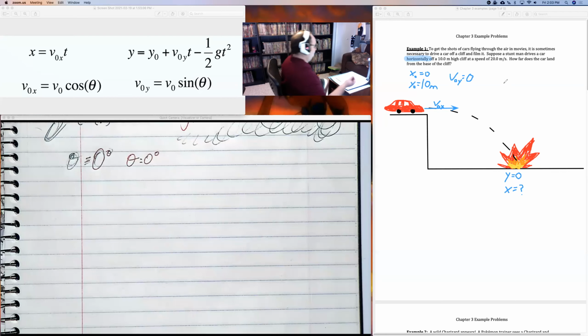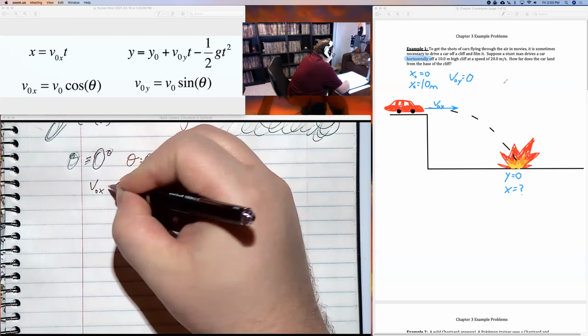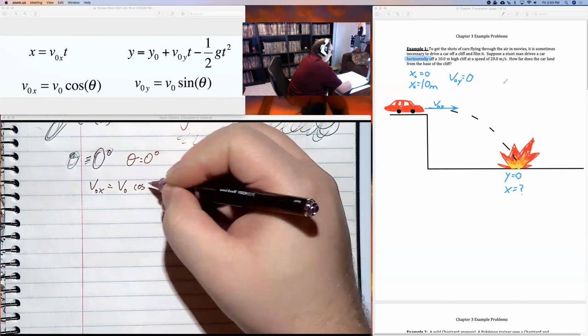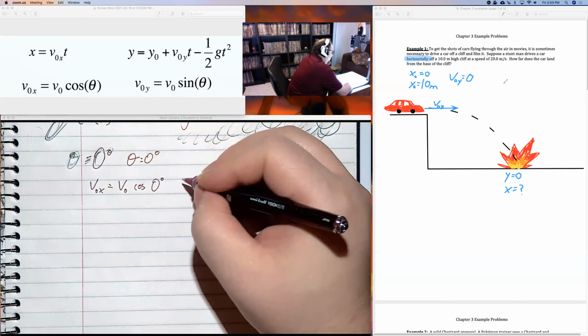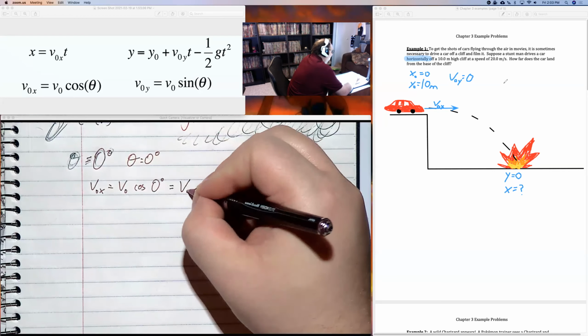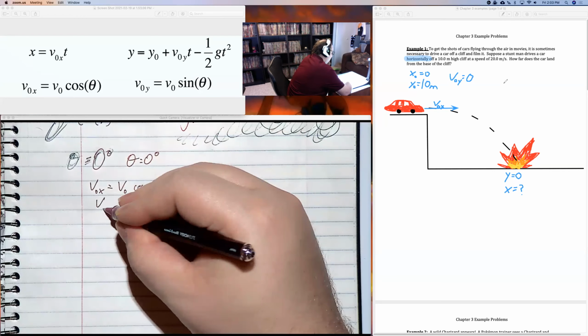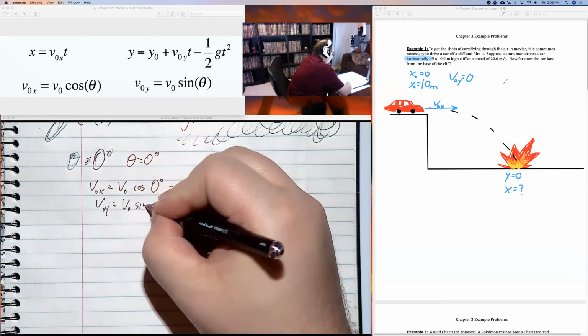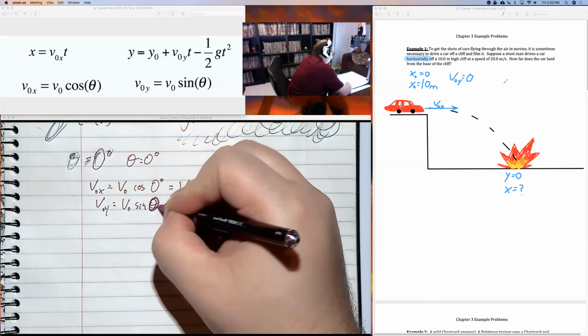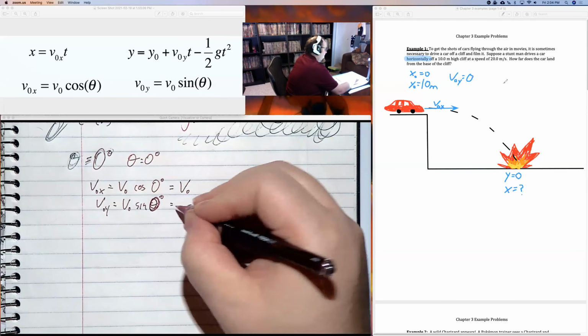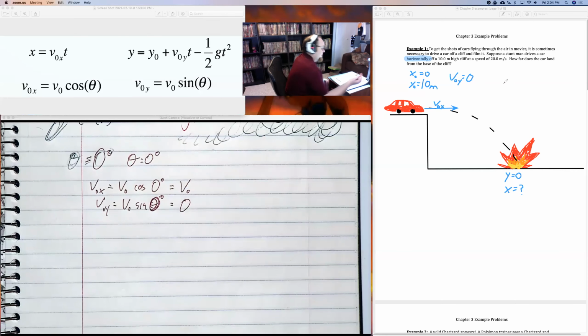I also could, as I said, use the equations. V naught x equals v naught cosine theta, where theta is 0. The cosine of 0 is 1, so that's v naught. V naught y equals v naught sine theta. Oops, sine 0 degrees. The sine of 0 degrees is 0, so it's 0. If I went for the logic of actually using the equations, I'd get the exact same thing.